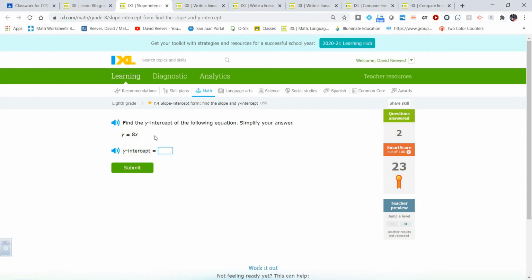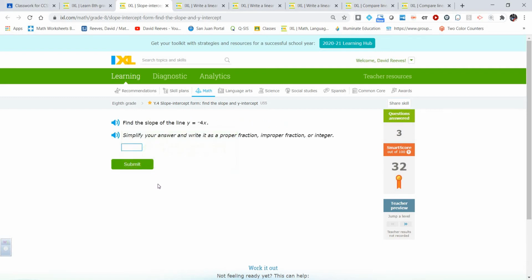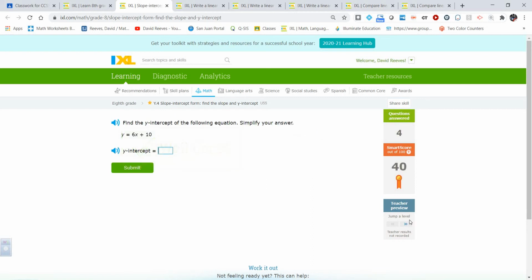All right, let's see if they'll ask us for the slope. Now this one, there's nothing added at the end, so the y-intercept is 0. Here we go, I was waiting for a slope one. Slope is what's in front of the x, so this is -4. Remember, x is not part of the slope. It's just the number in front of the x. y equals mx plus b.